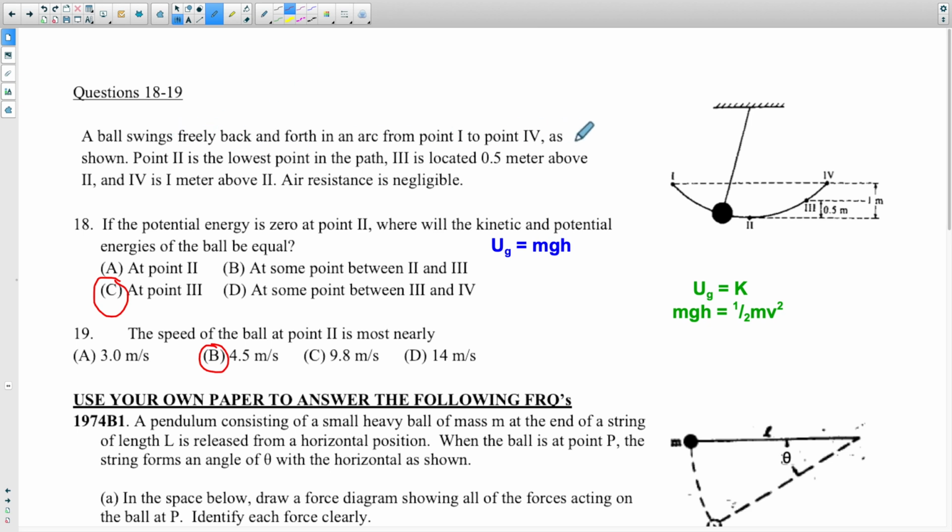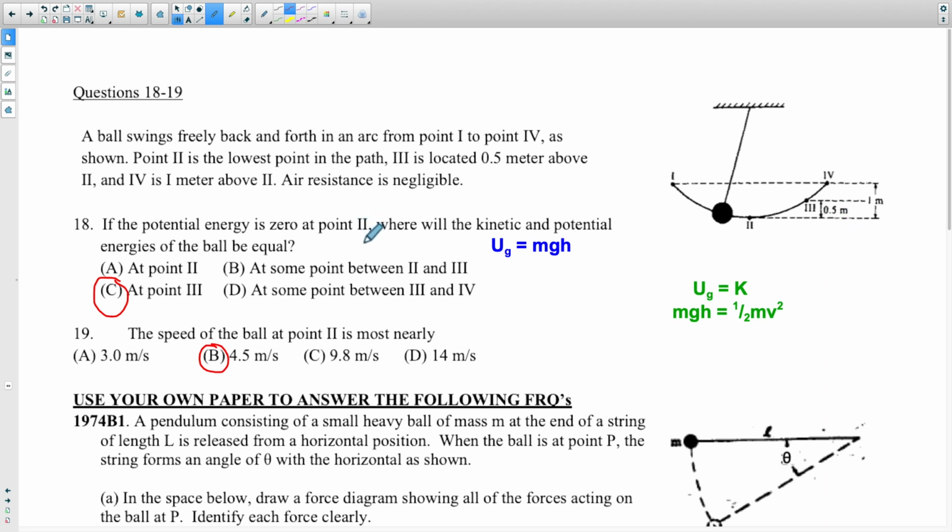Okay, last two questions, 18 and 19. A ball swings freely back and forth in an arc from point 1 to point 4, as shown. Point 2 is the lowest point in the path. Point 3 is located 1/2 meter above point 2, and point 4 is 1 meter above point 2. All right, so we have a 1 meter difference in height, and point 3 is halfway up there.